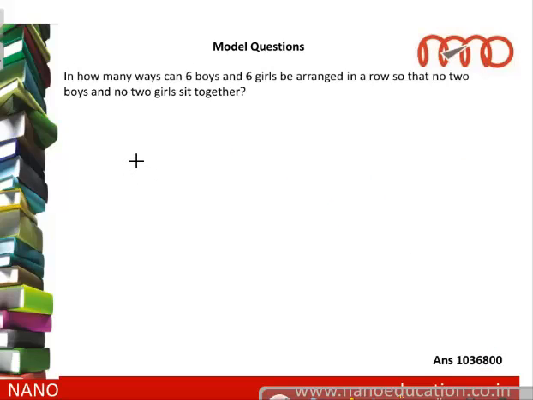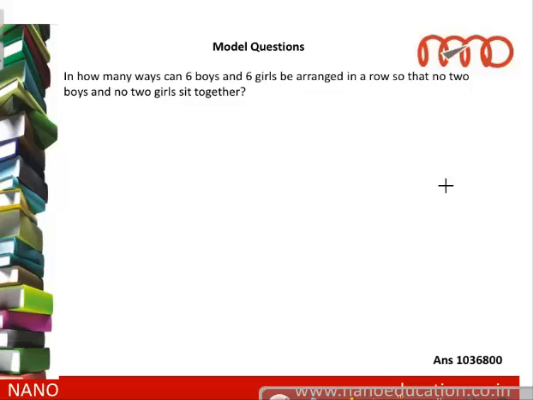In how many ways can 6 boys and 6 girls be arranged in a row so that no 2 boys and no 2 girls are together? The question is, we need to arrange 6 boys and 6 girls in a row such that no 2 boys and no 2 girls are together.